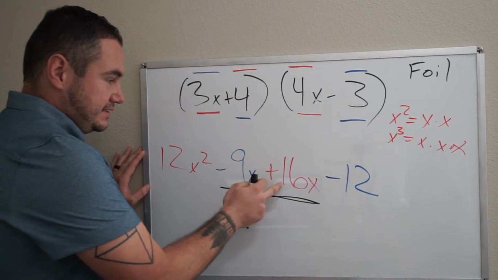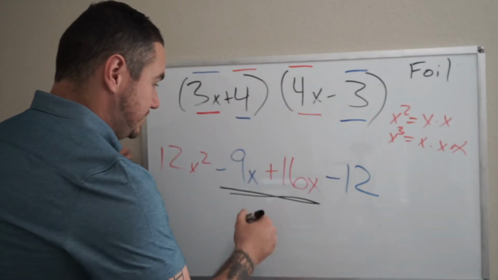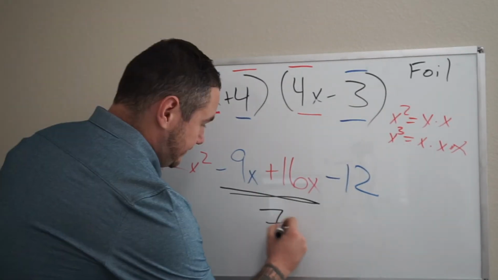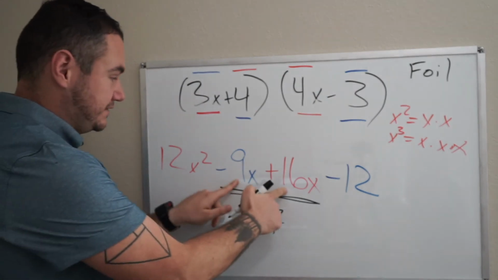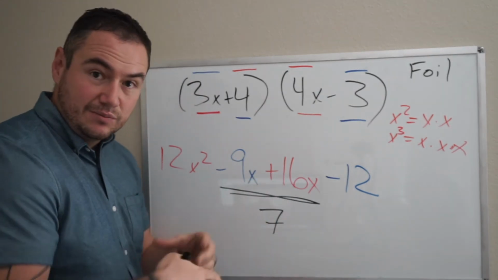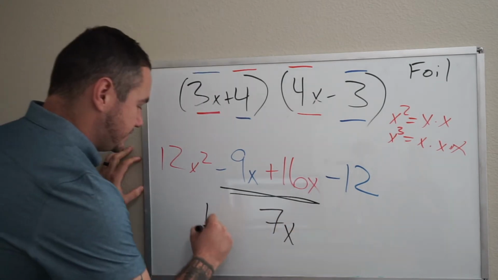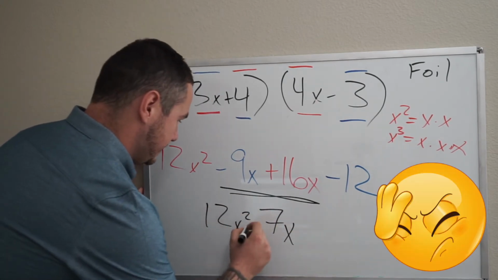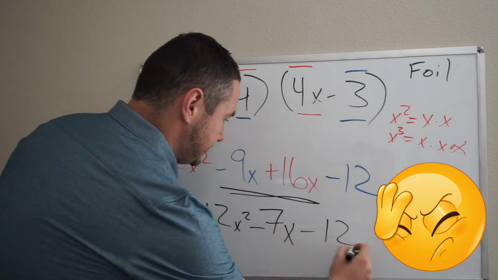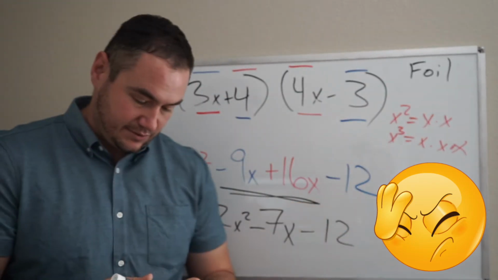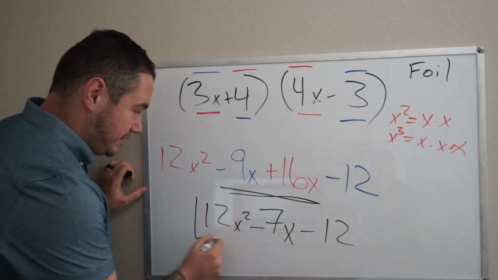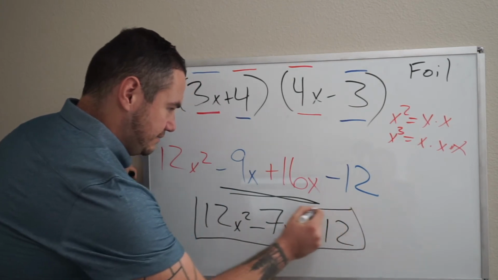Negative 9x and 16x, when we combine them, the result is going to be 7x, because they don't get along. This one's positive, this one's negative. So they're going to result in a smaller number when we combine them. So we get 7x. 12x squared stays the same, and negative 12 stays the same as well. So this is our final answer: 12x squared minus 7x minus 12.